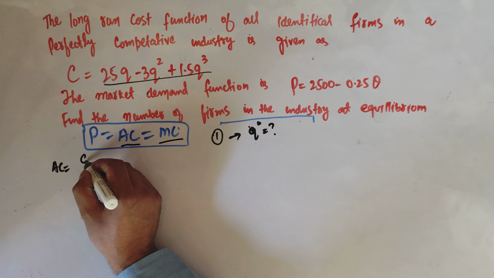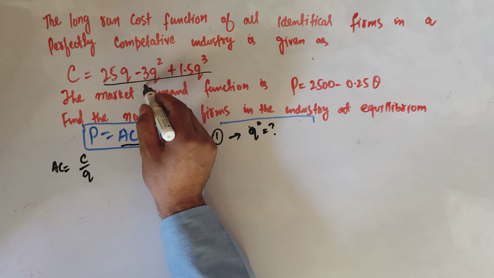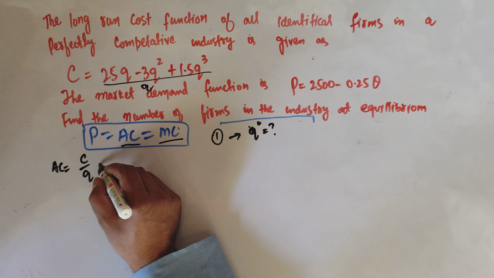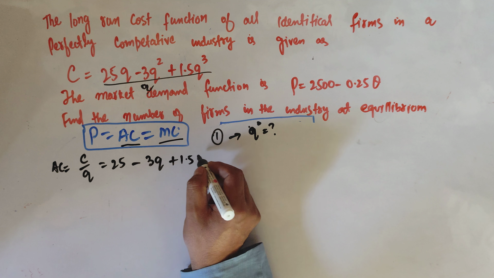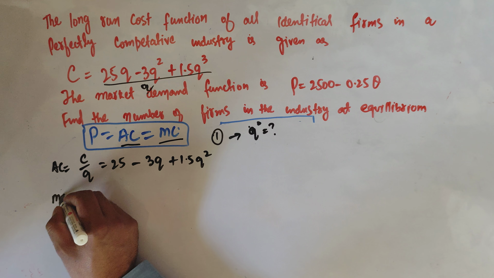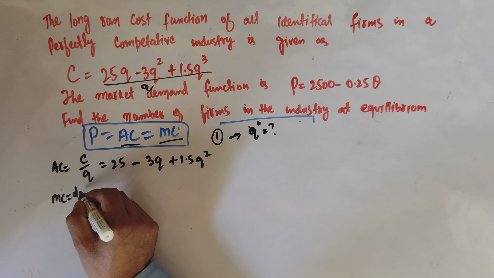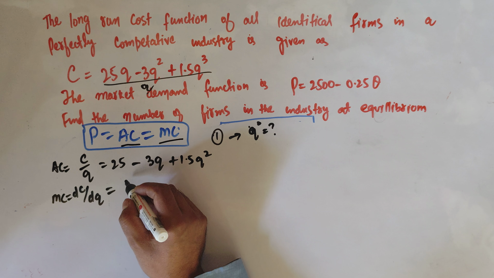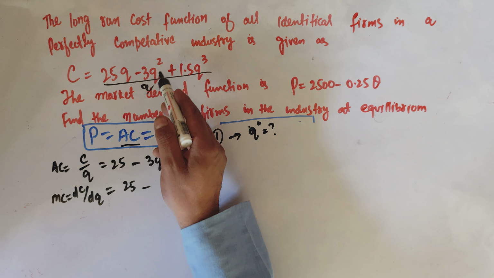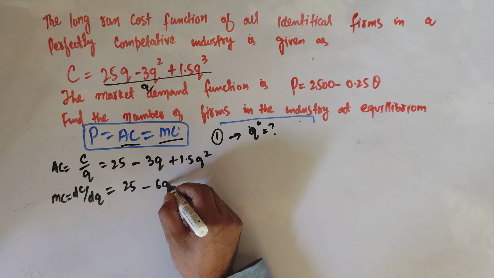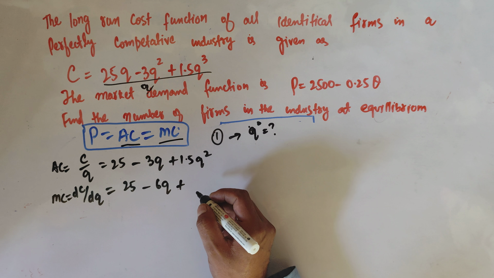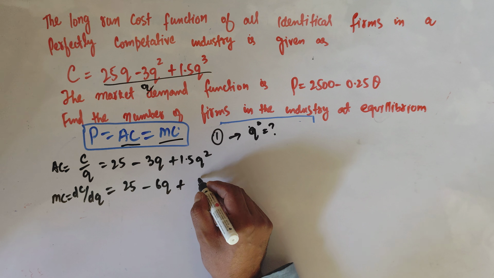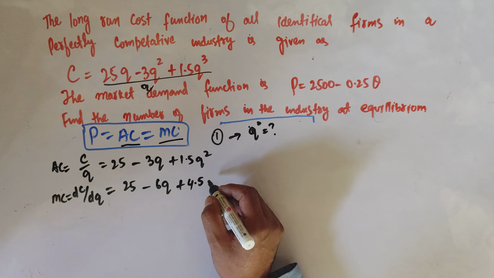Average cost is total cost upon output, so we divide this total cost function by Q, and we get 25 - 3Q + 1.5Q². This is our average cost. What about marginal cost? That is the change in total cost due to the change in output, that is the derivative of this function with respect to Q. The derivative of Q in the first term is 1, so we are left with 25 minus the derivative of Q², which is 2Q, so 2 times 3 is 6Q, plus the derivative of Q³, which is 3Q², so 3 times 1.5 comes out to be 4.5Q².